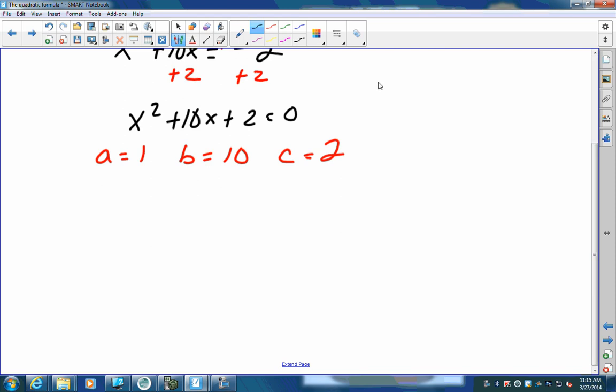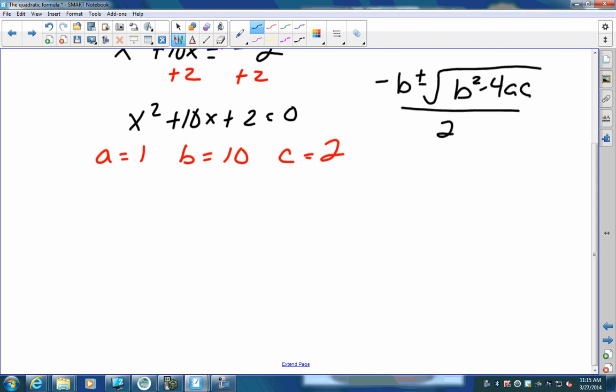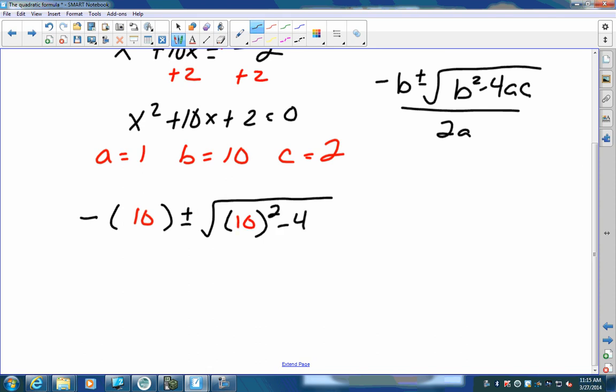So my formula says negative, and then you put in B, which is a positive 10, plus or minus the square root of b squared, 10 squared, minus 4 times a times c. So a is 1, c is 2. All over 2 times a.